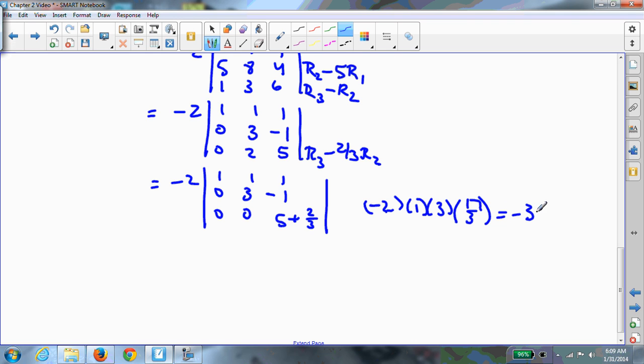negative 34. Okay, I think I found the determinant enough different ways. So let's talk about the inverse.